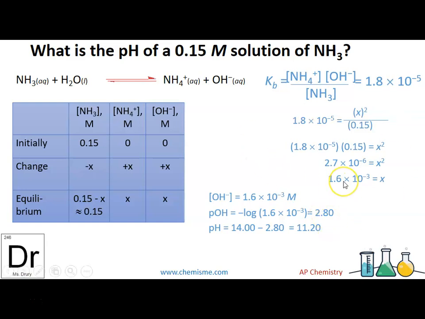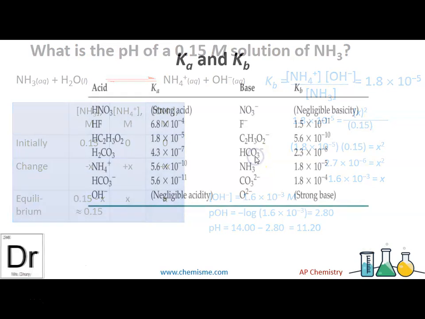Another way of doing this would be to divide it from the Kw, 1 times 10 to the minus 14th, and then negative log it. So if you wanted to do it that way, remember our box of pH, you could do it two ways.